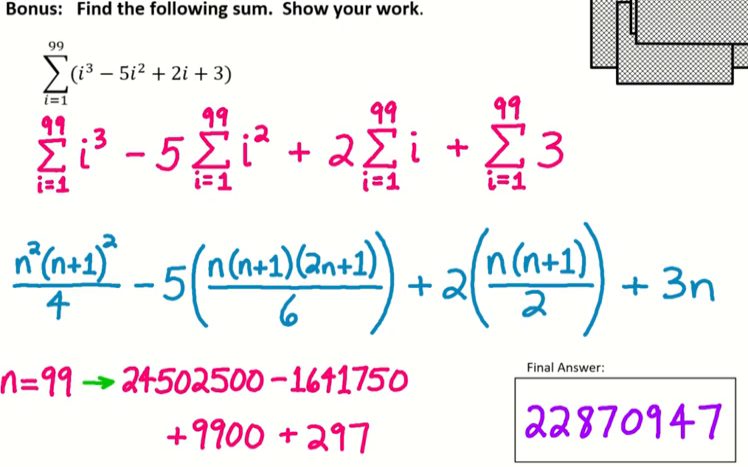Okay, so that is everything you need to know, including for bonus opportunities on the Unit 5 test. Happy studying.